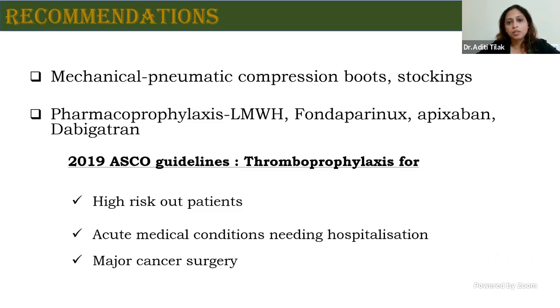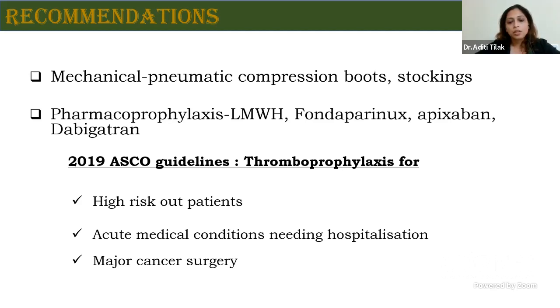Mechanical thromboprophylaxis is in the form of your pneumatic compression boots, stockings, and pharmacoprophylaxis using either low molecular weight heparin or the newer oral anticoagulants like fondaparinux, apixaban, dabigatran. These are also recommended. According to the 2019 American Society of Clinical Oncology guidelines, chemical thromboprophylaxis is recommended for all major cancer surgery patients. Also, onco patients who have acute medical conditions needing hospitalization or for very high-risk outpatients who had previous episodes of thrombosis.